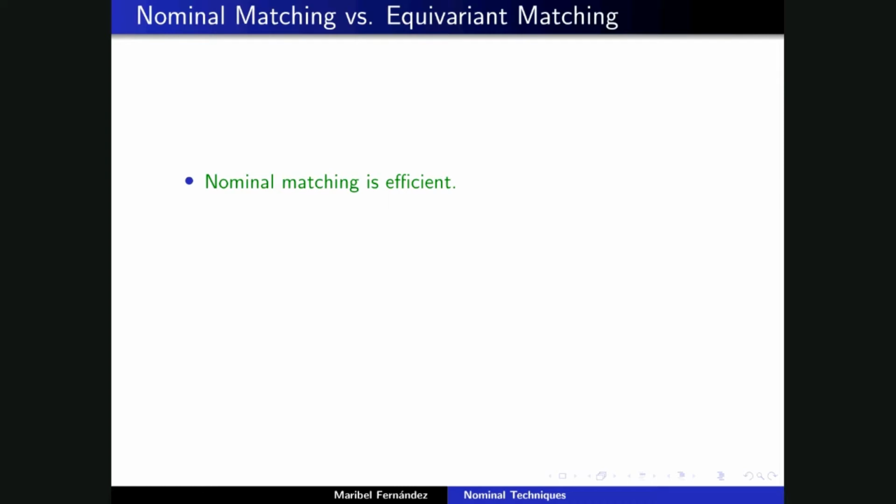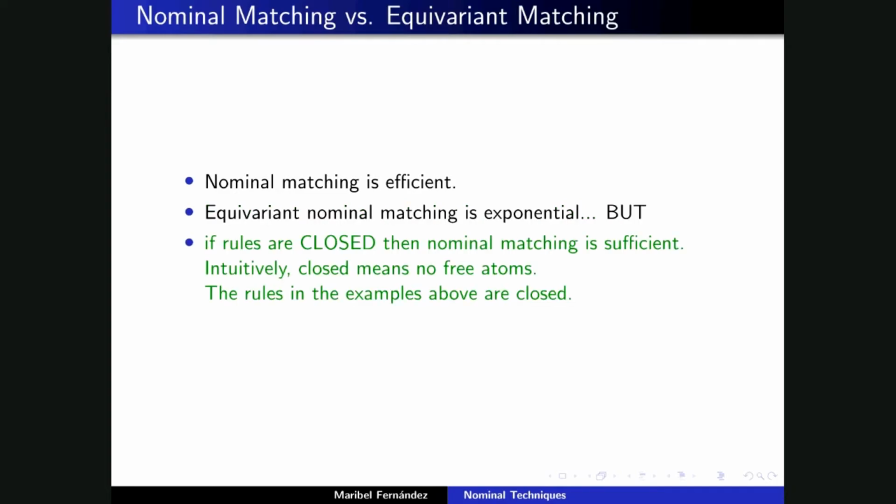There's a paper by James Cheney that studies this kind of matching problem and shows that it's NP. So, okay, that's not so good, but do we really need this equivariant matching? Could we just deal with nominal matching, so matching modulo alpha equivalence?